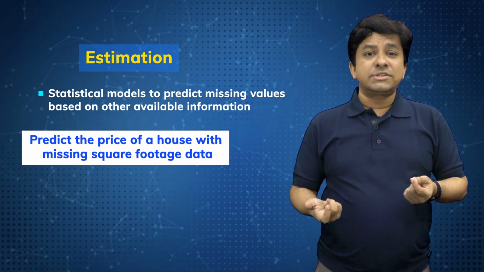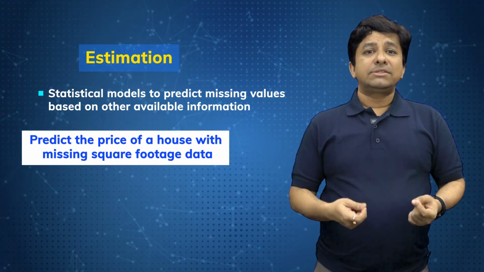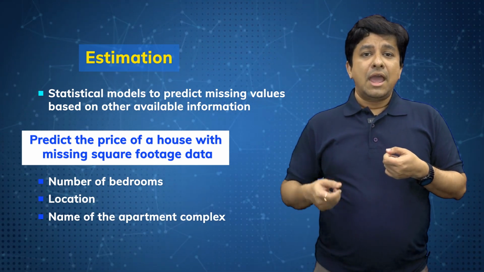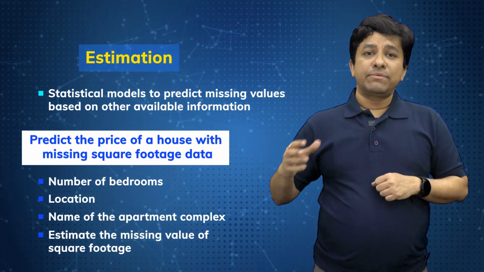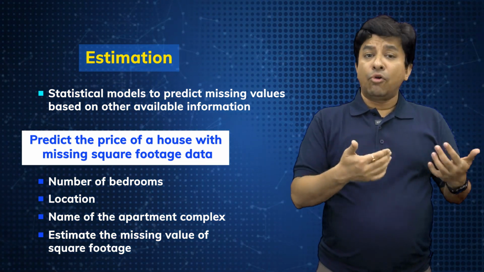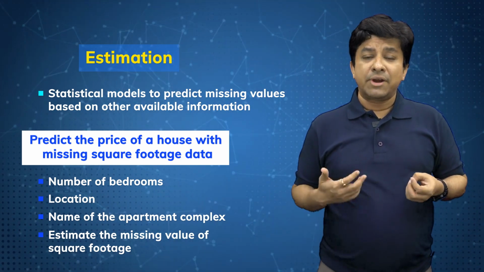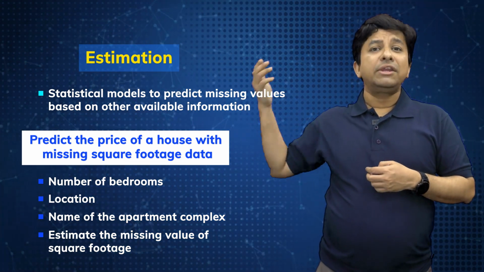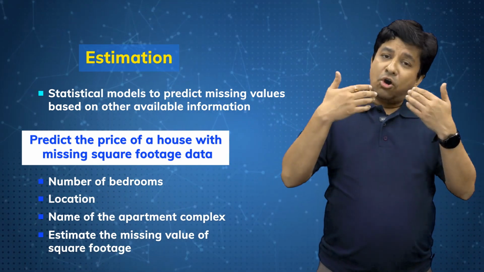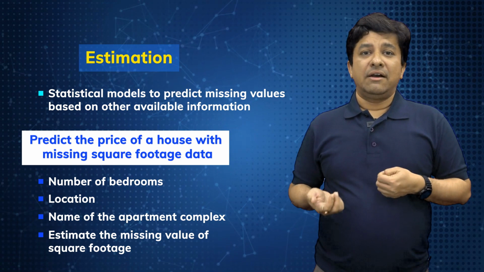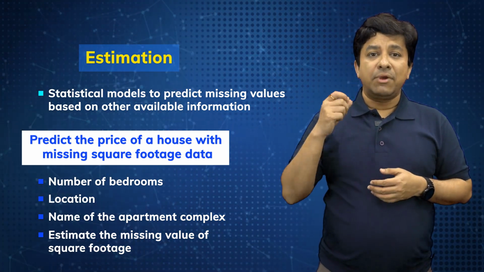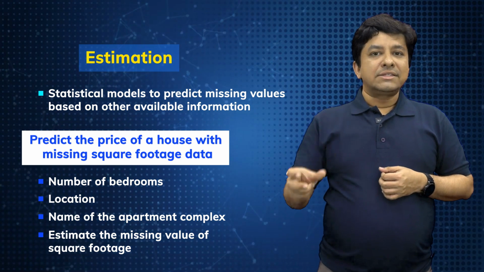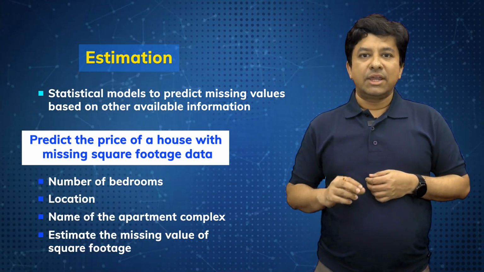You could say that I'm going to infer this missing value based on data that's available, like number of bedrooms, location, name of the apartment complex, and that will tell me what is the likely value of square footage, right? I can predict price if only I have the likely square footage available, right? So this is like doing an estimation, estimating square footage based on the apartment complex name or the number of bedrooms, the locality, these different variables or information that you have. You could impute the missing value here, right?